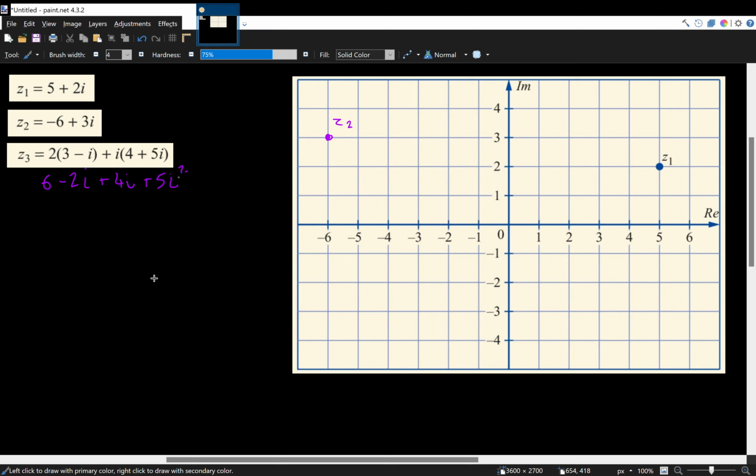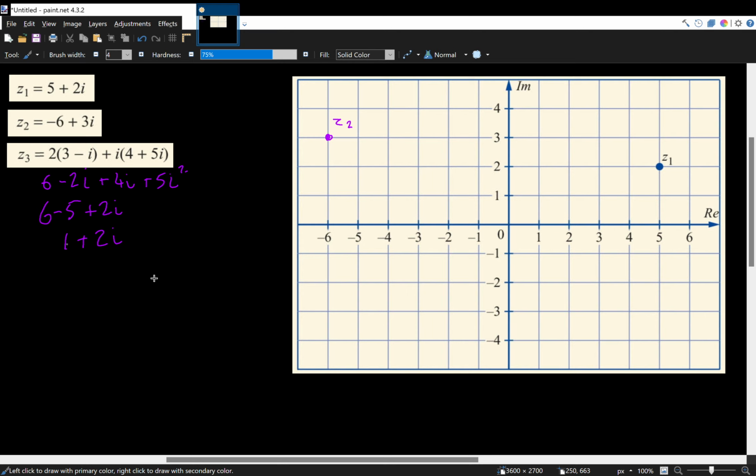Now i squared is minus 1, so 5i squared is just going to be minus 5, so this is going to be 6 minus 5, and then minus 2i plus 4i is going to be plus 2i, so we're going to get 1 plus 2i, so that's going to be our z3 value.